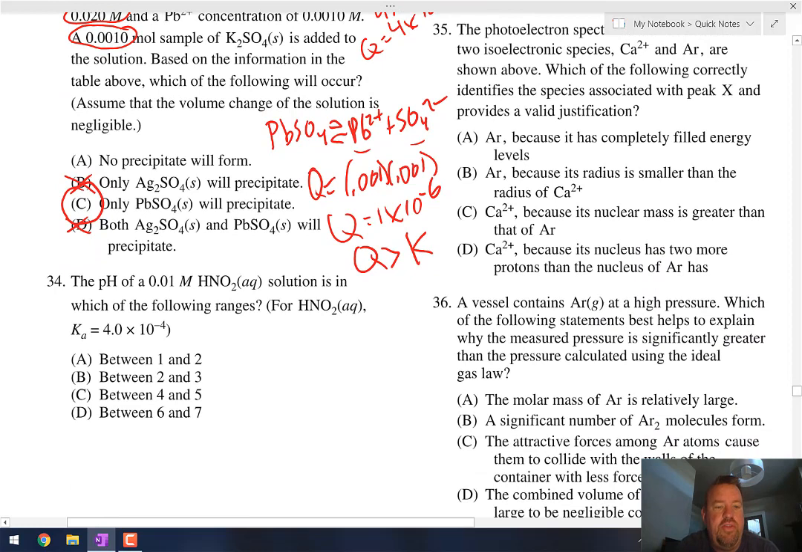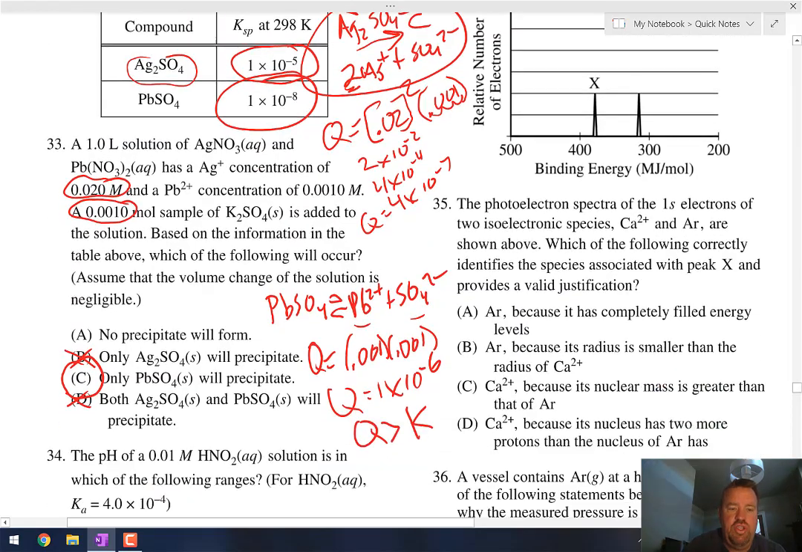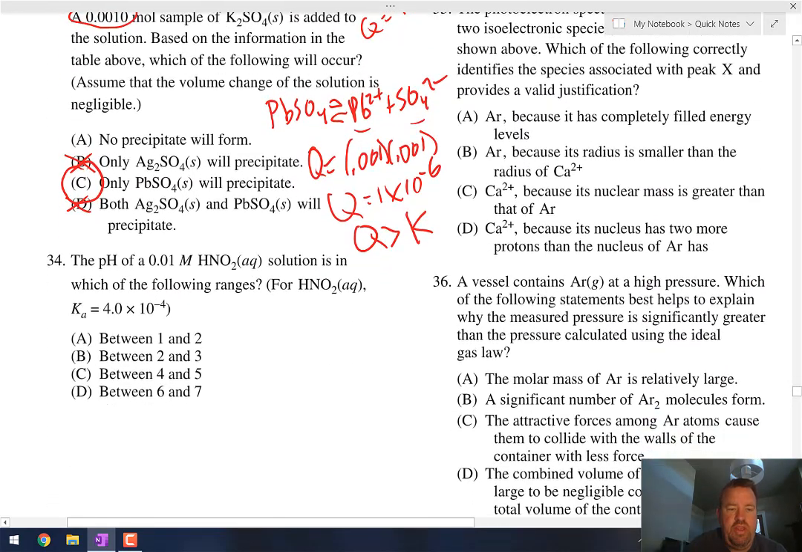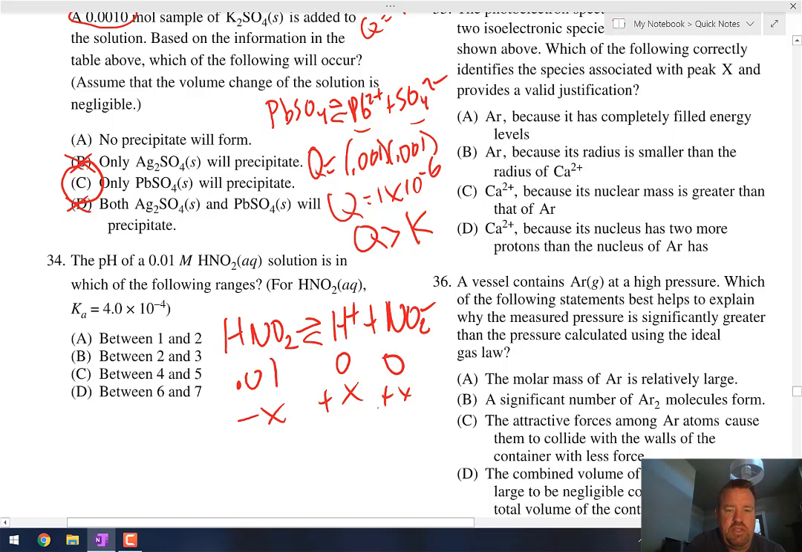Okay, number 34, the pH of a 0.01 molar HNO2 solution is in which of the following ranges? So they give us the Ka value, so we've got HNO2 in equilibrium with H+ and NO2-. So this is where we could do an ICE table here. This is 0.0100 minus X, plus X, plus X. X, and 0.01 minus X.